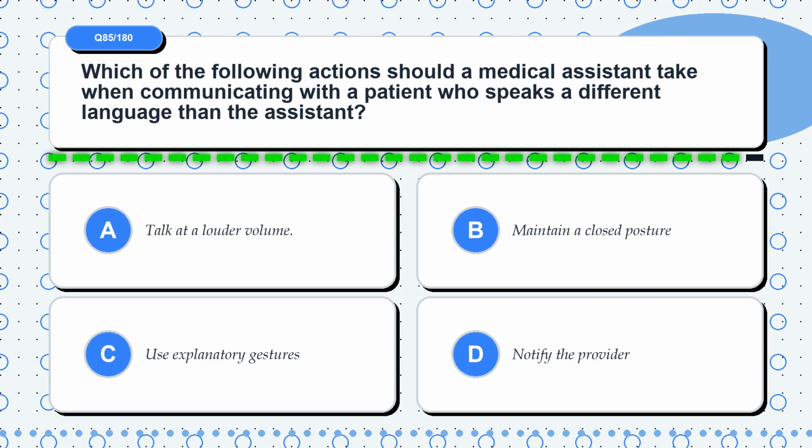Question 85. Which of the following actions should a medical assistant take when communicating with a patient who speaks a different language than the assistant? Here are the options. Option A, talk at a louder volume. Option B, maintain a closed posture. Option C, use explanatory gestures. Option D, Notify the provider.